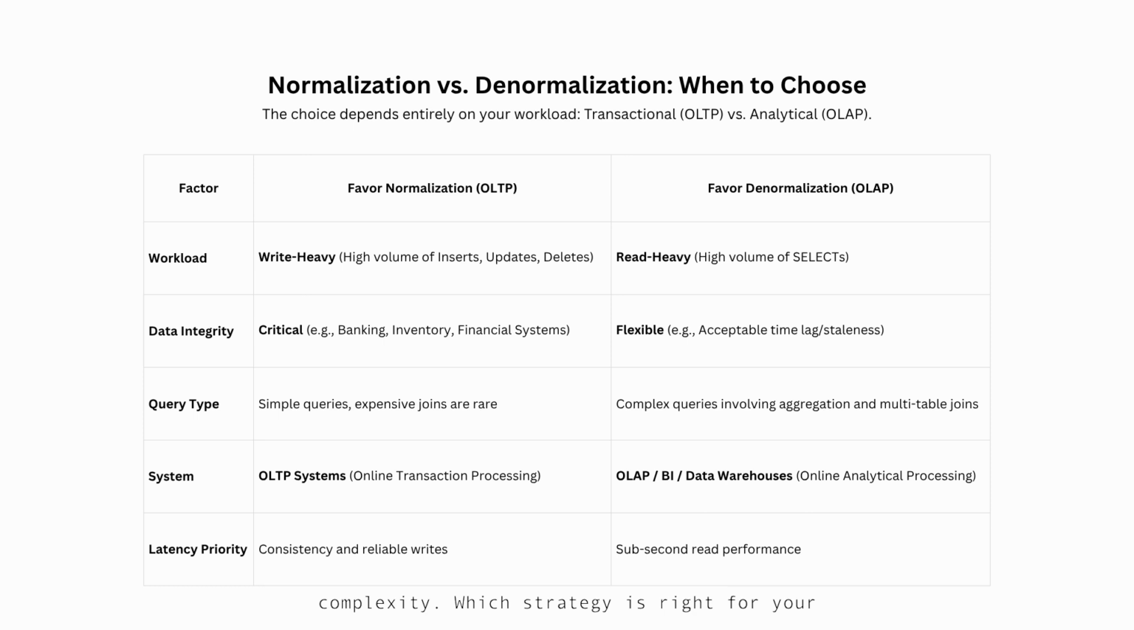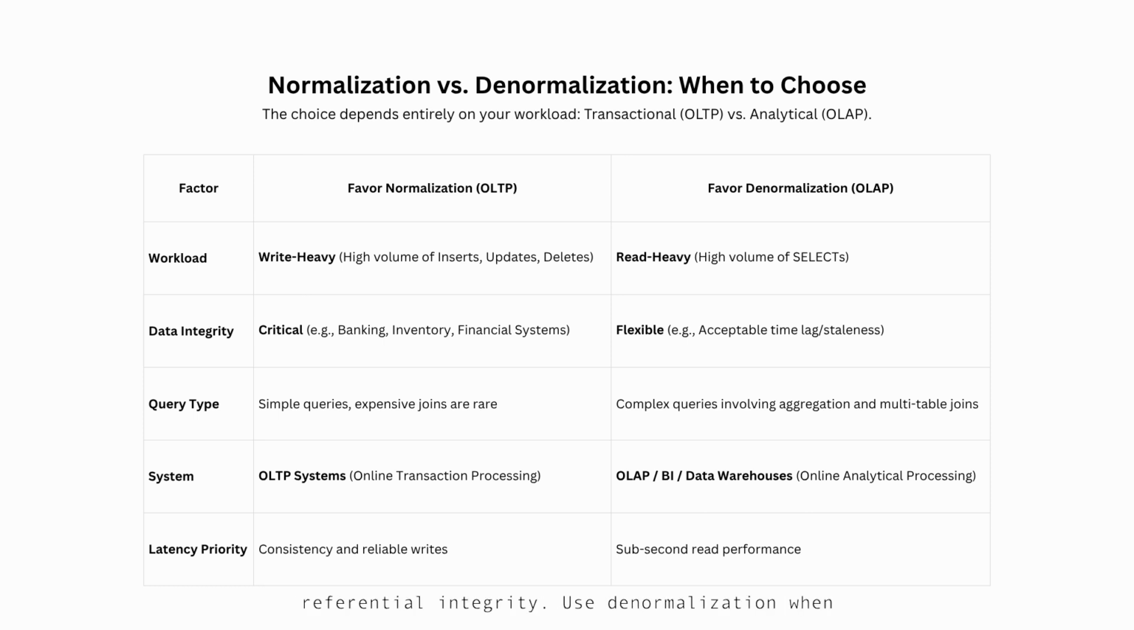Which strategy is right for your project? The answer hinges on your primary use case. Use normalization where data integrity is paramount. This is the standard for online transaction processing, OLTP, systems, such as the operational database for an e-commerce platform, where customer data, order details, and inventory must be perfectly consistent after every transaction. Normalization ensures strong referential integrity.